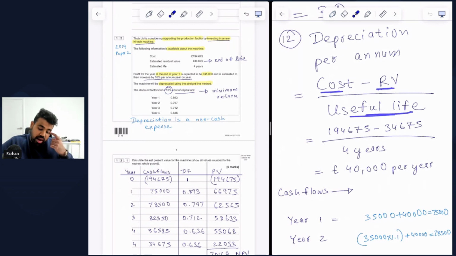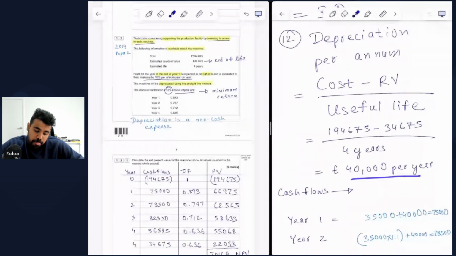So the cost is given as 194,675, and then the residual value at the end of the useful life is 34,675, and the useful life is 4 years, which gives us a depreciation of £40,000 per year. Now we understand that depreciation is a non-cash expense. So what do I mean by that? Why is depreciation a non-cash expense?